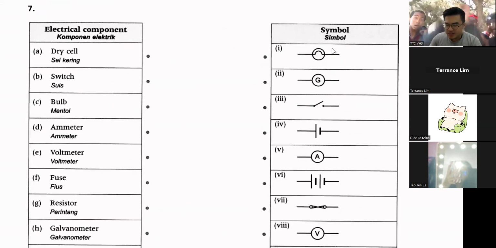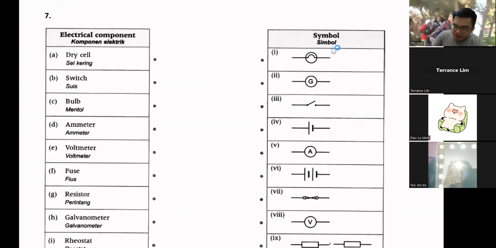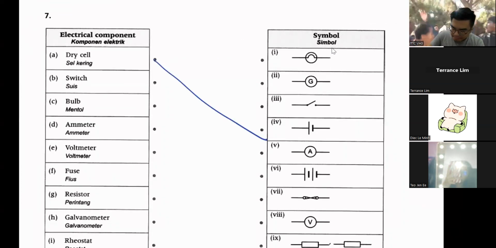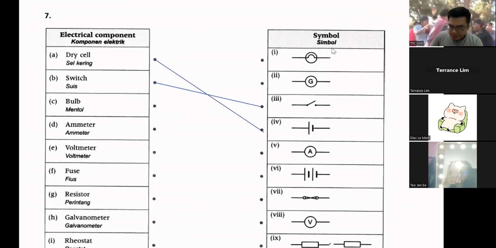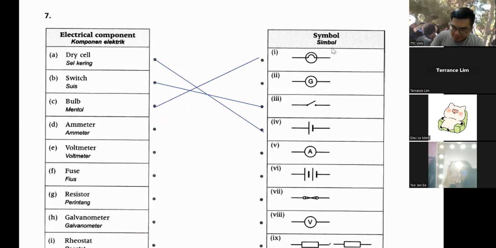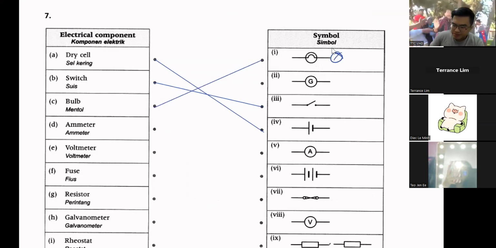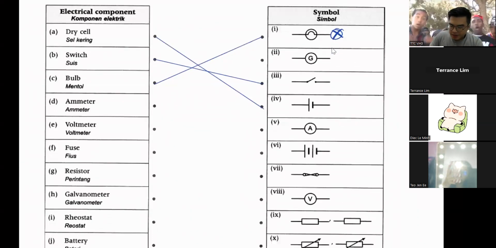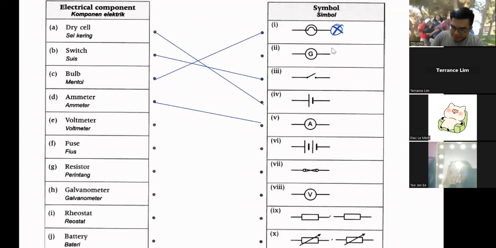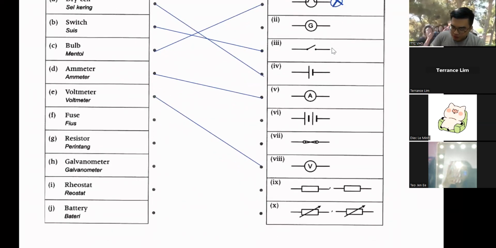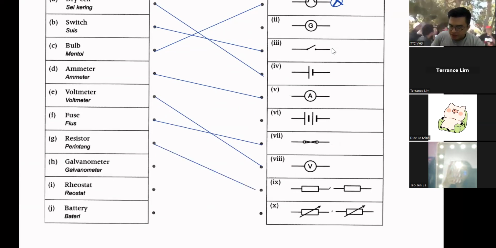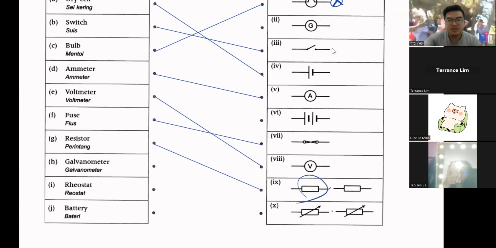This one I just joined for fun. Just to let you know. Dry cell, it's like this. Switch. Light bulb. I just like to draw it this way because it's fast. Ammeter, voltmeter, fuse, resistor. What is a resistor? A resistor will give you resistance. Really easy.